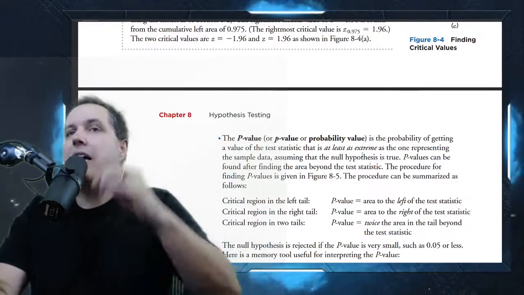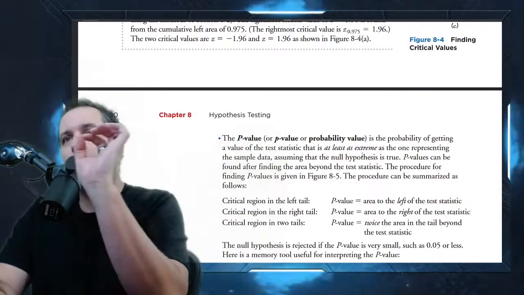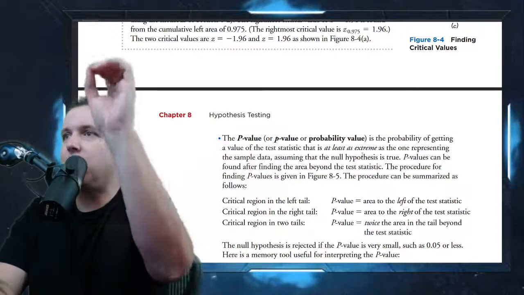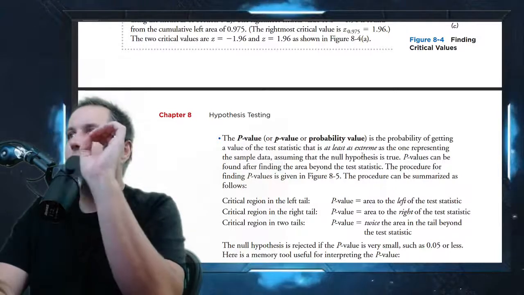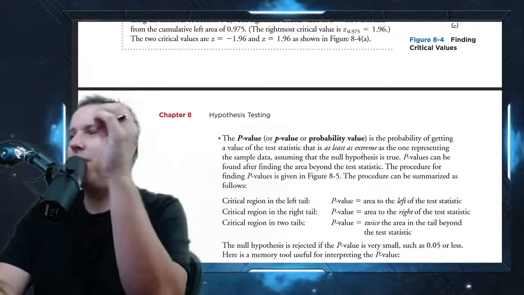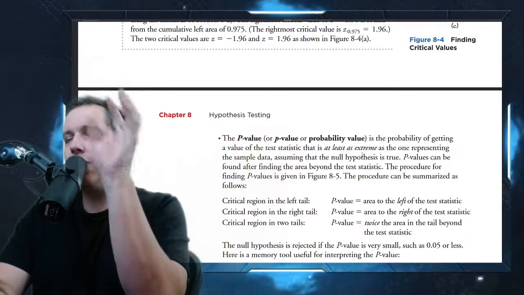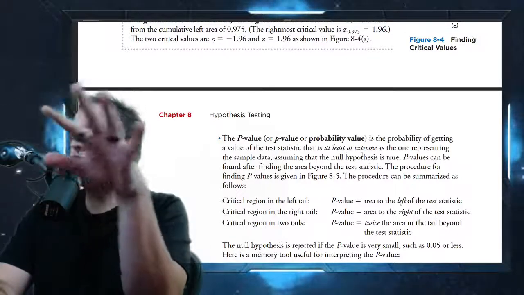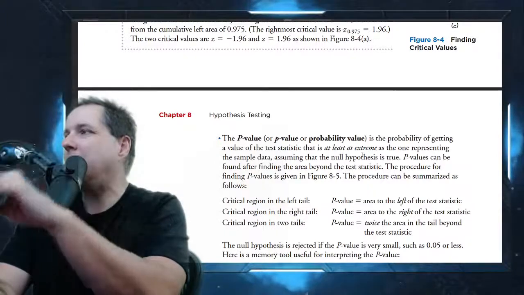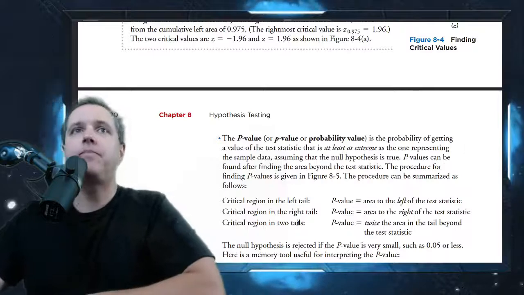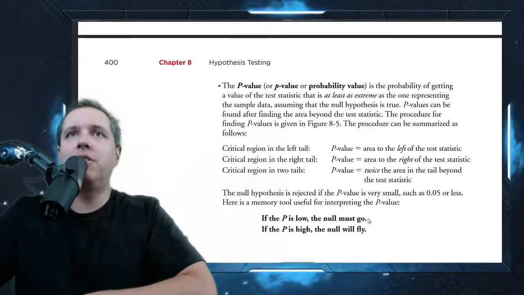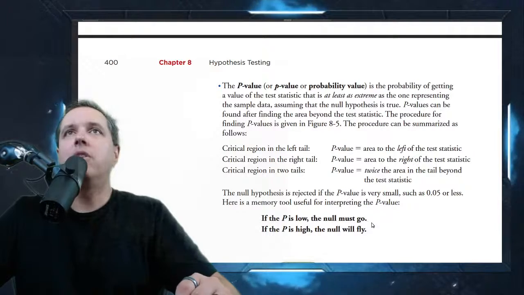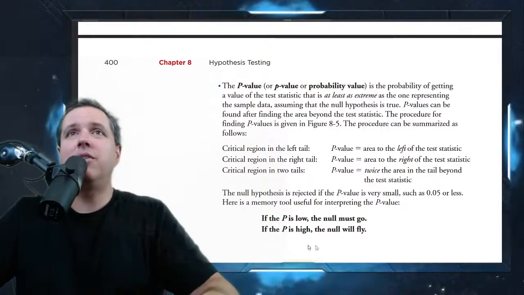So that's the first instance we're seeing of this situation where the hypothesis test cannot be used to show that the null hypothesis is true. We can only use it to give strong evidence that the null hypothesis is probably false. So if you're using a hypothesis test to back up your null hypothesis, you're doing something that is logically incoherent. Logically, it doesn't make any sense to do that. It doesn't work. So they kind of tell you here, if P is low, the null must go. If P is high, the null will fly. It's kind of silly, but people remember things that rhyme. Basically, they also believe things that rhyme.